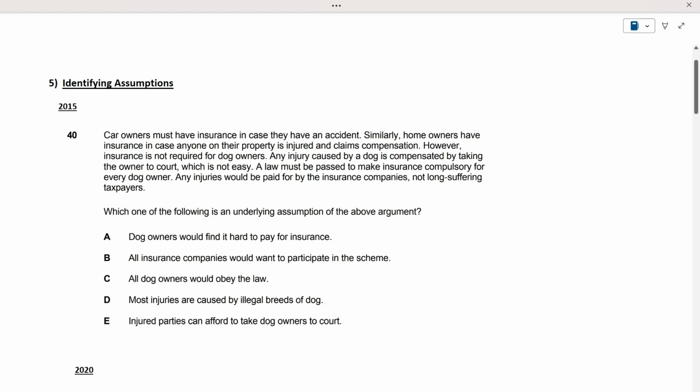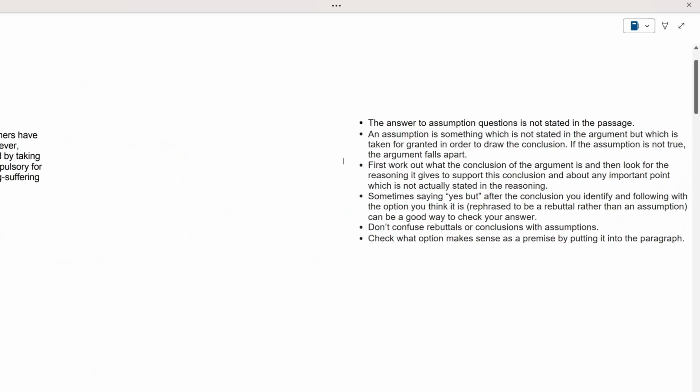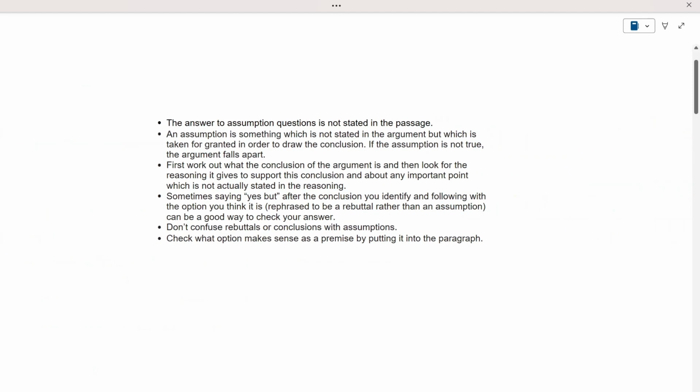This is the fifth skill of the TSA, which is identifying assumptions. So let's have a go at how we do this. We ought to describe what an assumption is first. It's simply something that is not stated in the argument, so in the passage, but which the conclusion of the passage relies on, right? So the passage has made an argument.